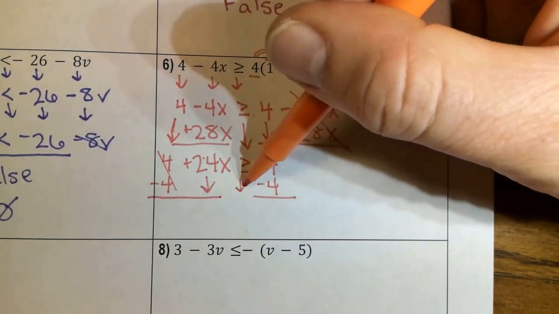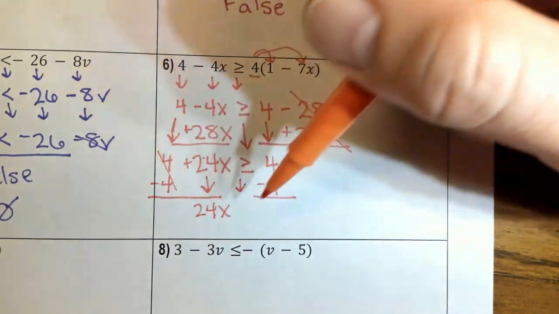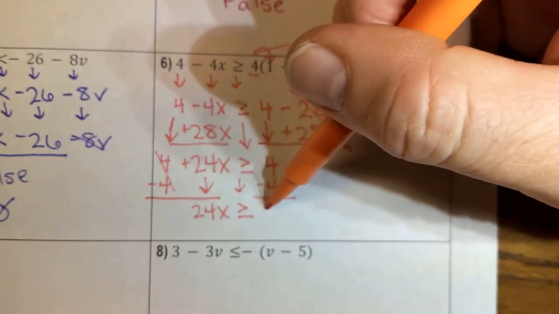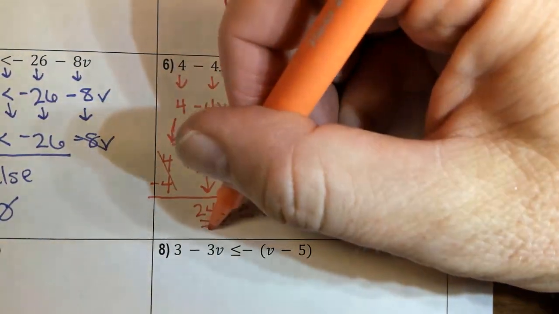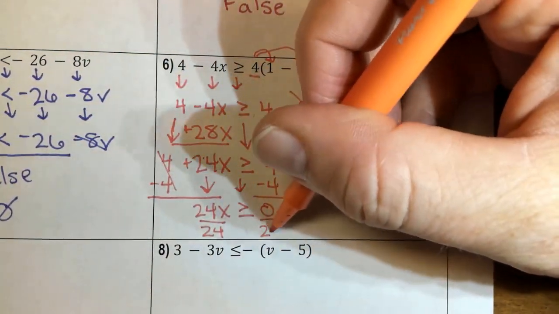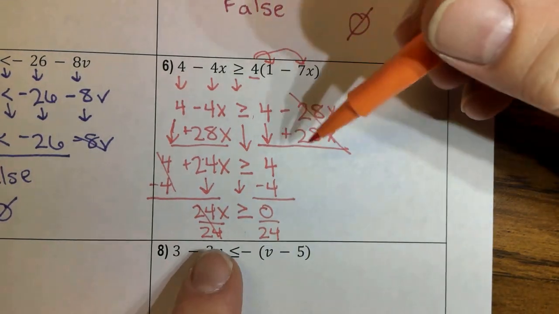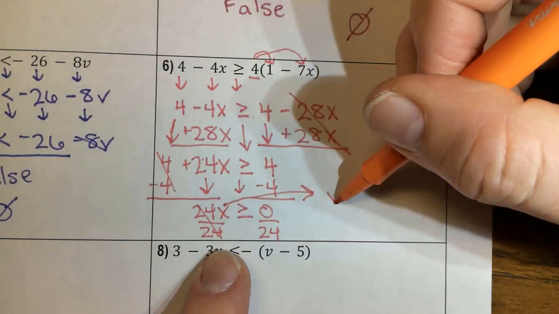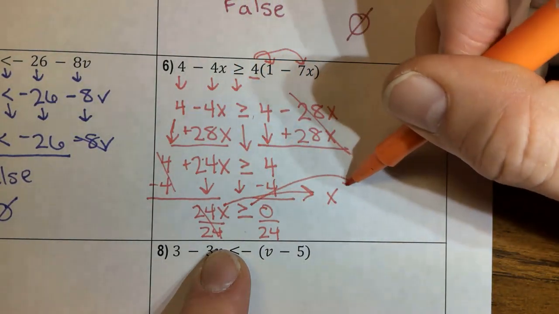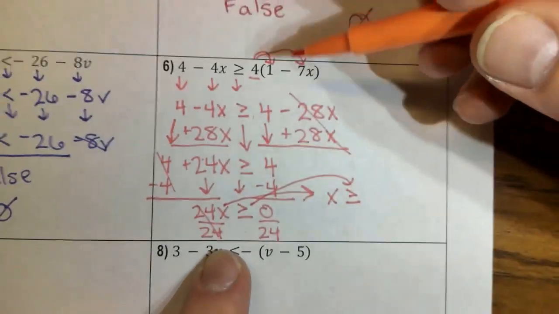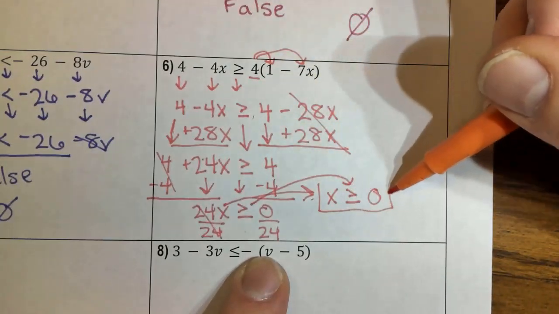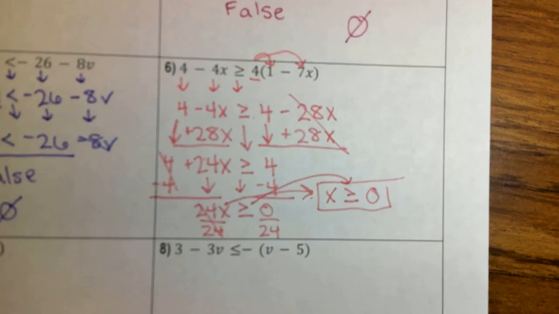So my x and my sign are still here. 4 minus 4, I'm sorry, there's a sign. 4 minus 4 is 0. And then my last step, of course, is divide. So I have my x stays, right? My sign stays the same. And 0 divided by 24 is just 0. So that is my final answer.